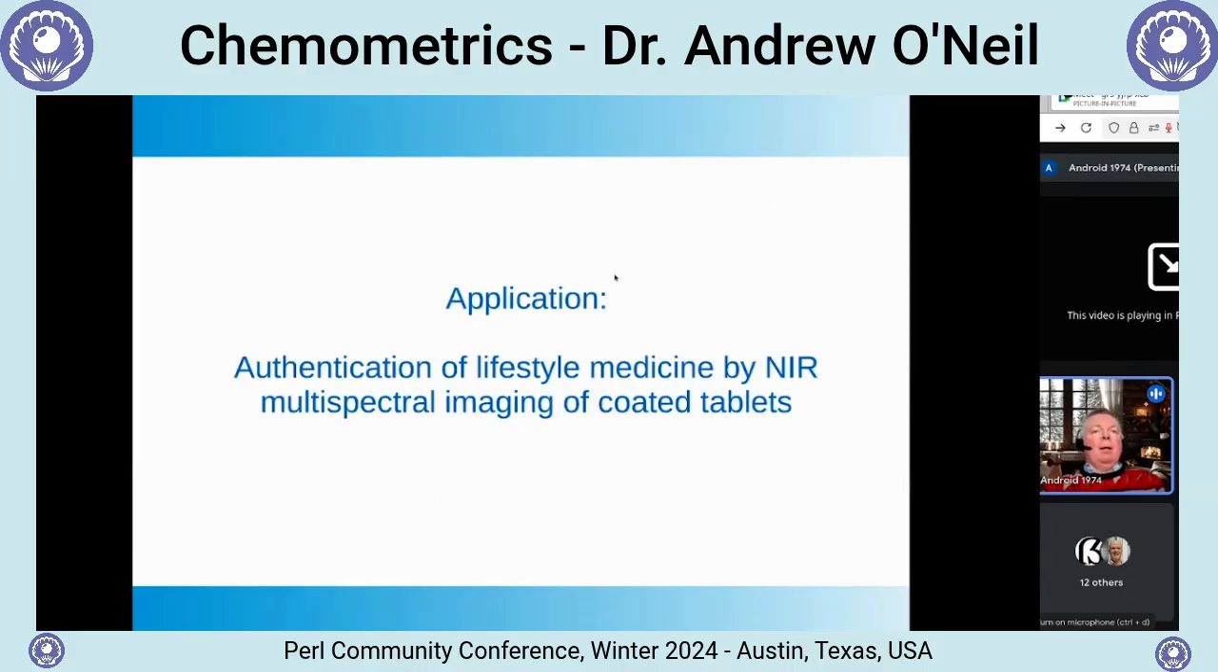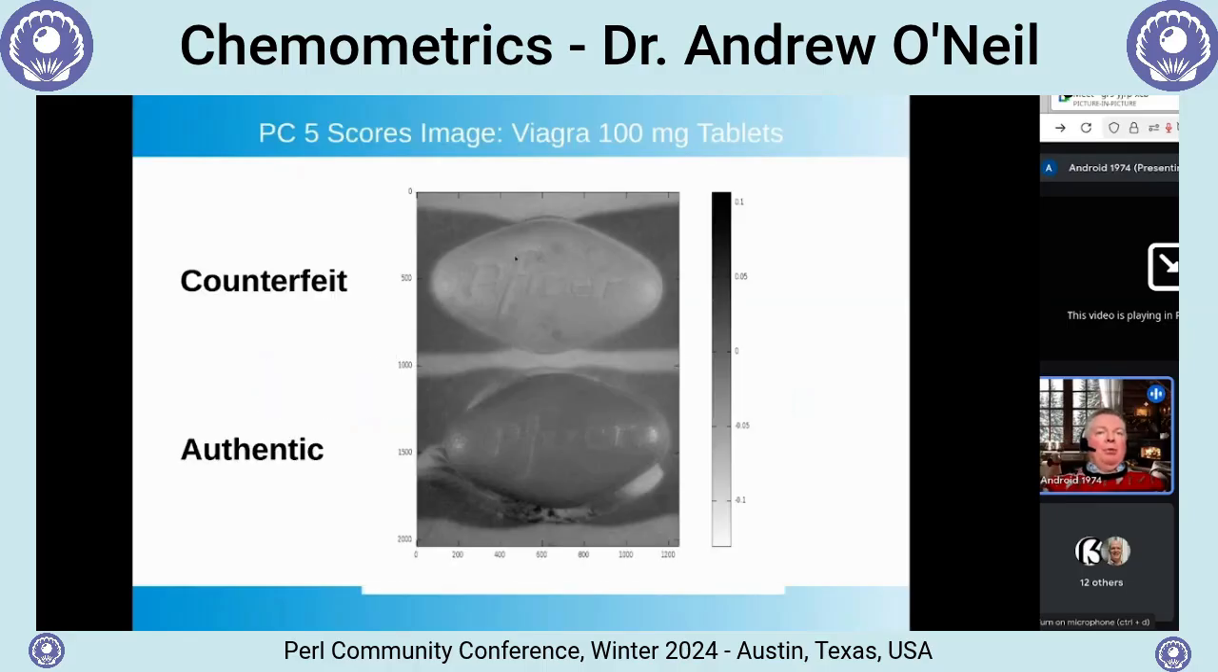So here's an application then of NIR multispectral imaging using a silicon-based detector to image coated tablets. And this image shows a counterfeit and an authentic Viagra tablet scores image. You can see the authentic one looks darker. So in general, there's quite a big difference already just looking at these two in terms of the intensity of the scores.